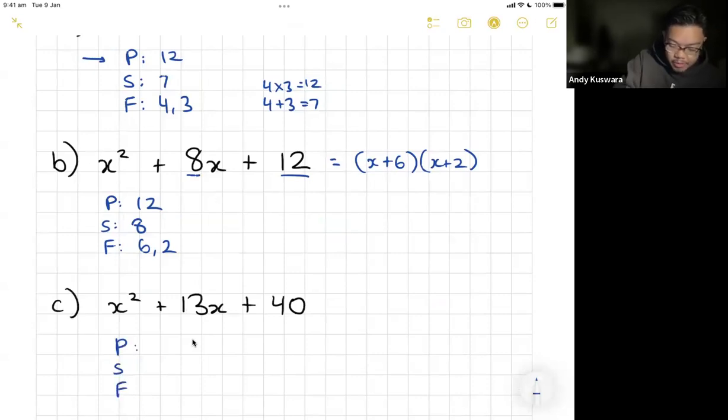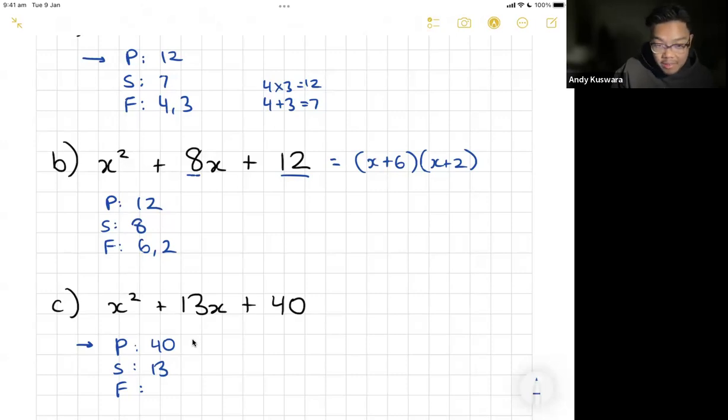Our product is going to be of our last term, which is 40. Our sum is going to be of our middle term, which is 13. And I'm trying to think, what are two numbers that multiply together to give you 40, but add to give you 13? Okay, now I always like to start with the products because there are fewer options for products, whereas for sums I can have so many. So I think, what are two numbers that multiply to give me 40?